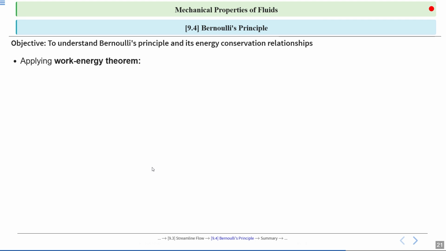So applying the work energy theorem, this theorem states that the work done on a system is equal to the change in its kinetic energy plus the change in its potential energy. So W equal to delta KE plus delta PE. So P1 minus P2 is equal to 1 by 2 rho into delta V into V2 square minus V1 square plus rho g into delta V, H2 minus H1.